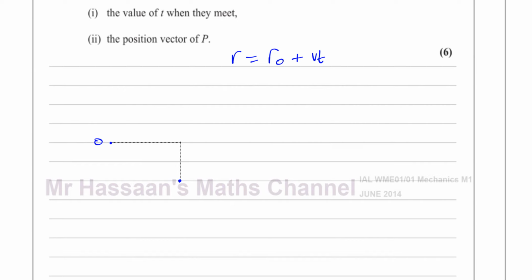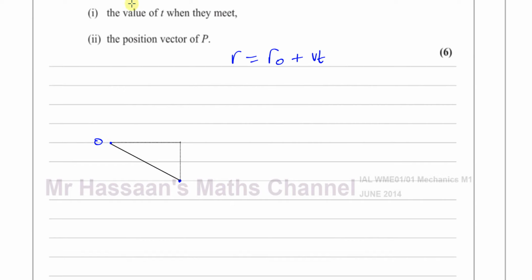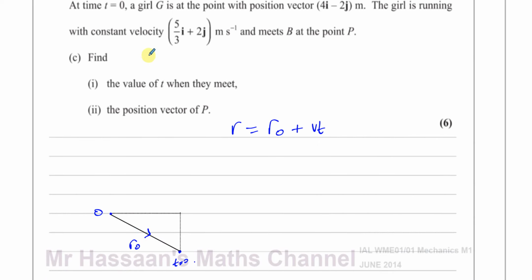Let me just make that a bit thinner. So this is the vector r0 for the girl. This is where she is when time equals 0. If you put time equals 0 there, that's where she's going to be. Now, her velocity vector is 5/3 i plus 2j. So r0 is 4i minus 2j, and the velocity vector of the girl is 5/3 i plus 2j.